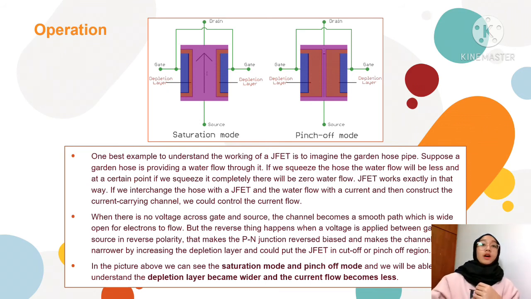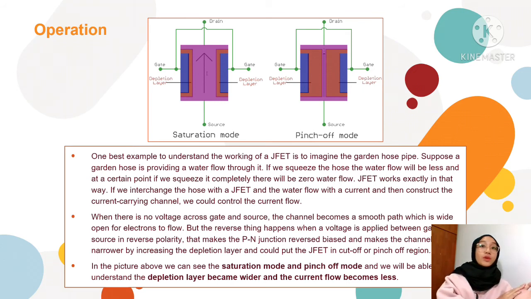So generally, one of the best examples to understand the working of a JFET is to imagine a garden hose pipe. Suppose a garden hose pipe is providing a water flow through it, right? If we squeeze the hose, the water will be less, and at a certain point, if we squeeze it completely, there will be no water flow through it. So a JFET works exactly in that way. If we interchange the hose with the JFET and the water flow with a current, and then construct the current carrying channel, we could control the current flow through it.